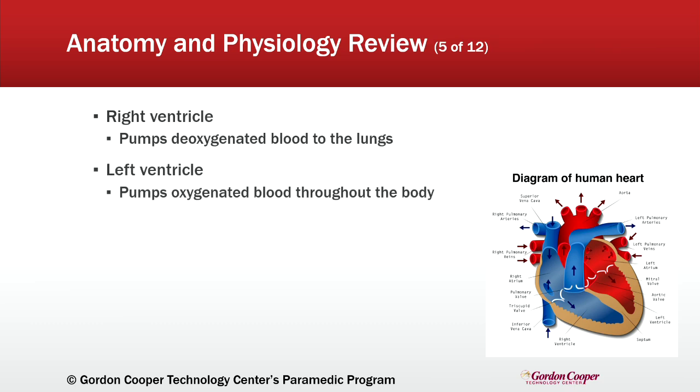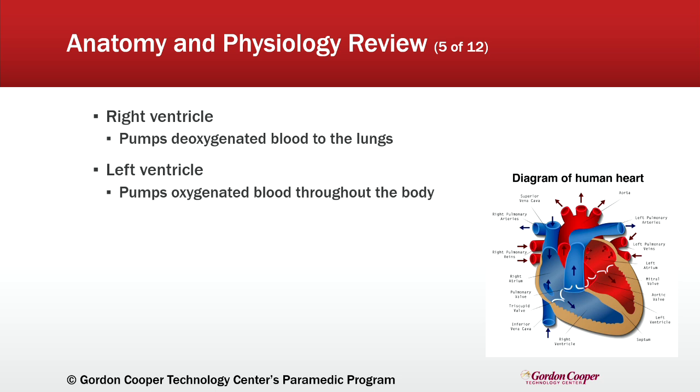Now let's look at the roles of the right and left ventricle. So the right ventricle is responsible for pumping deoxygenated blood to the lungs. So that's where the blood gets rid of carbon dioxide, and it also picks up fresh oxygen. So it's a pretty crucial step in the process of oxygenating our blood so that it can nourish our bodies.